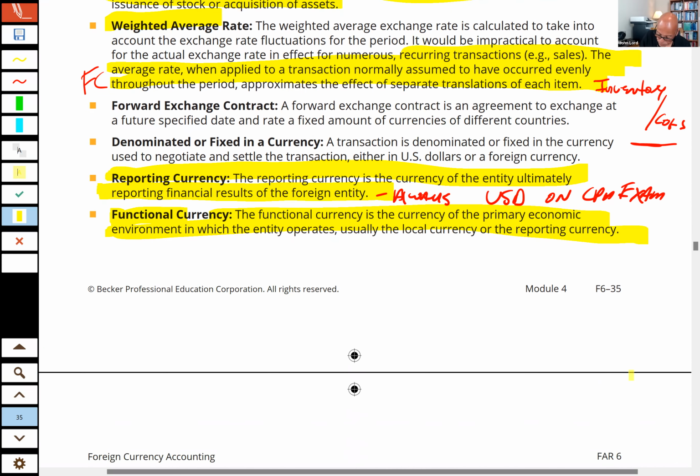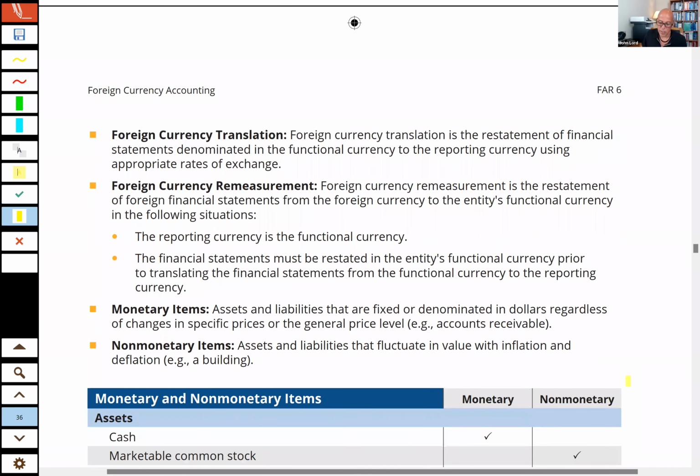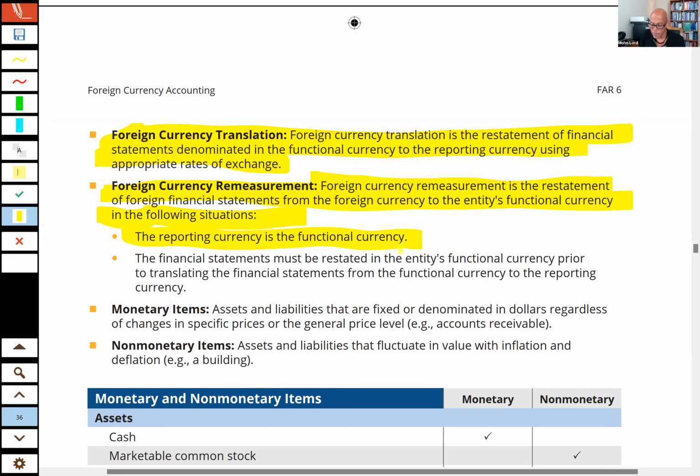So that's how the functional currency would work. And then you come over and you take a look and they tell us that we will either have translation or we will have remeasurement. We have translation when the foreign currency financial statements denominated in the functional currency are translated to the reporting currency using appropriate exchange rates. So if we're simply going from the functional currency to the reporting currency, we will use translation. We will use remeasurement when we are going from the foreign currency to the entity's functional currency. And that's the case when the reporting currency is the functional currency.